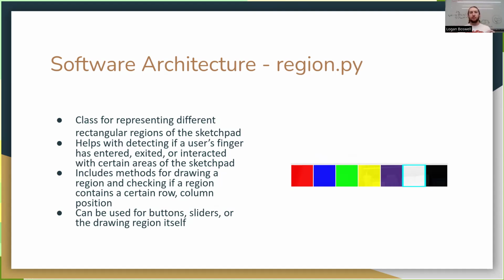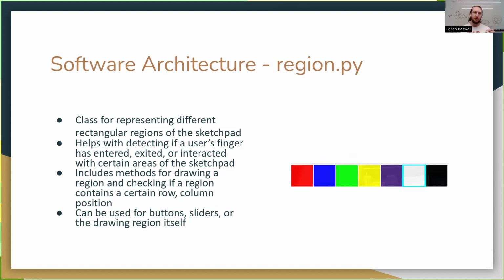So in my implementation, the colors are all their own specific region. There's other buttons like erasing the canvas, clearing the whole canvas, exiting the application. There's also a slider. There's also the actual canvas where you're drawing. They're all just derived from the region class.